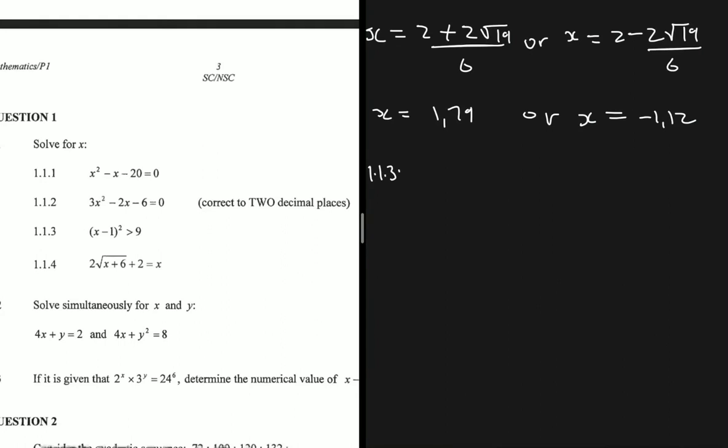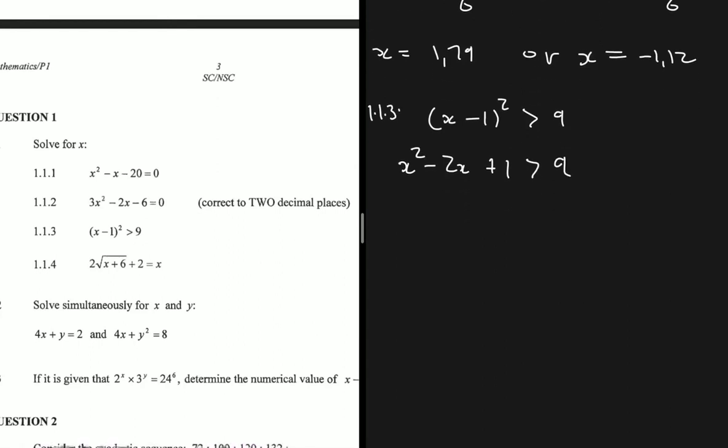1.1.3. We're solving for x, and we are given x minus 1 squared is greater than 9, right? Then we're going to simplify the left hand side. So that is going to be x multiplied by x is x squared. X multiplied by minus 1 is minus x. Multiplied by 2 is minus 2x. Minus 1 multiplied by minus 1 is just plus 1, which is greater than 9.